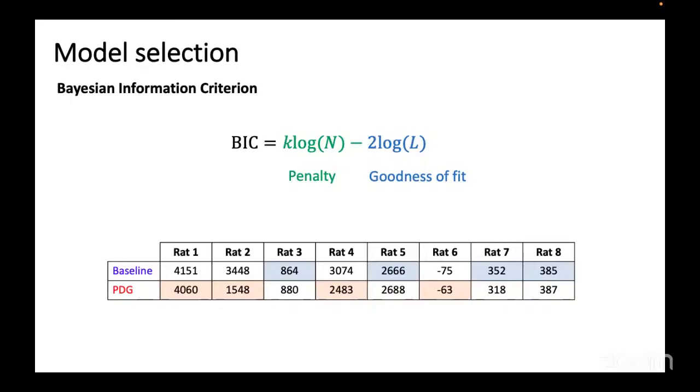So we can see that it depends. For some rats, it is justified to add one extra parameter, and for some others not. But on average, the gain we obtained in the BIC supports the use of the perfusion-dependent growth model.